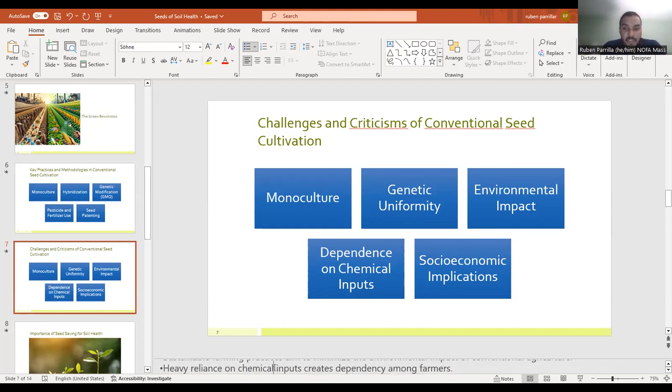And finally, there's also a heavy reliance on these chemical inputs that creates dependencies amongst farmers that unfortunately burden them with the socioeconomic impacts that these have, ultimately reducing their ability to achieve sovereignty on the farm.